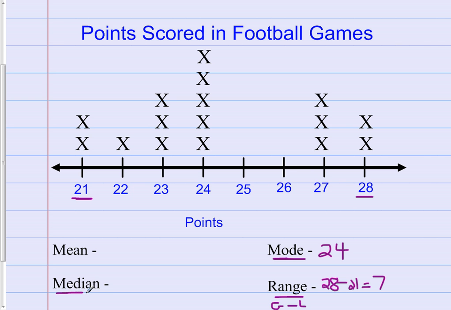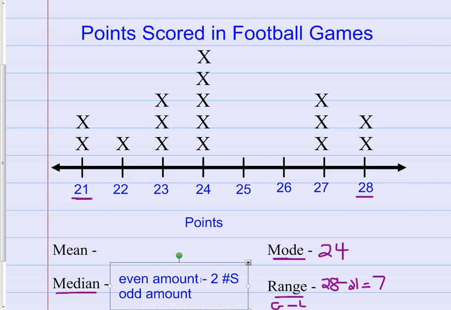Next, let's go to median. Now, a couple things to remember. Median is the middle value after they've been put in order. Well, if it's on a line plot, it already is in order. See, it goes from 21 up to 28. The other part, though, for median that you have to remember is we need to know if it's an even amount of data or an odd amount of data. Because for an even amount, we know there's going to be two numbers in the middle. And for an odd amount of data, we're just going to have one number in the middle.